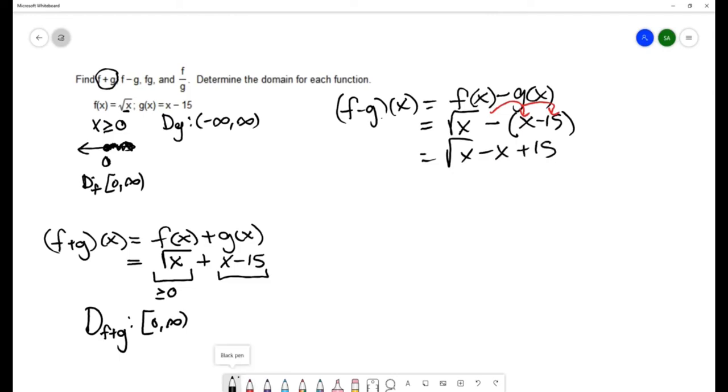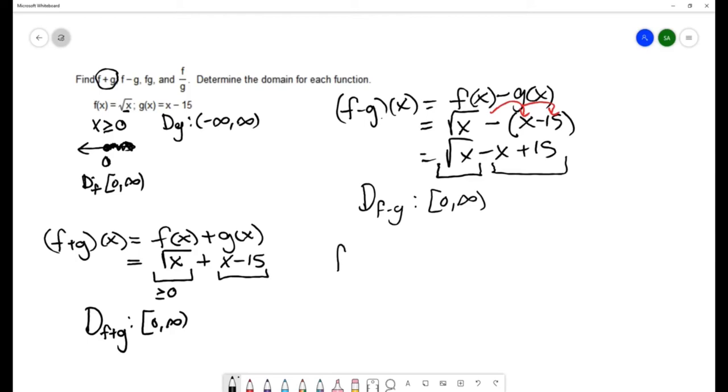And we want to find the domain of this function. And once again, this piece is restricted, this piece is not. But because one piece of it is restricted, we need to use that restriction for the new function. The domain of f minus g is from 0 to infinity because of that restricted square root.